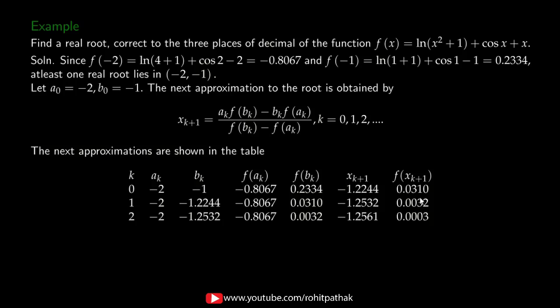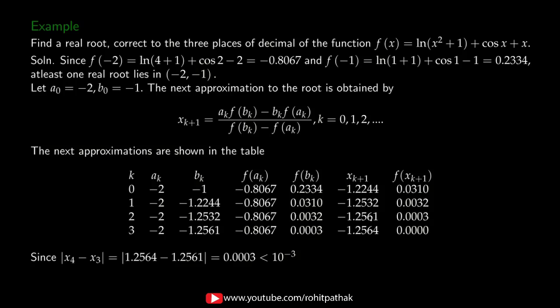So repeating this procedure a number of times, we find that xk plus 1 is constant up to 3 places of decimal in the second and third steps. So here x4 minus x3, if we find the difference, we find that this is less than 10 to the power minus 3. So approximate root is minus 1.256 up to 3 places of decimal.